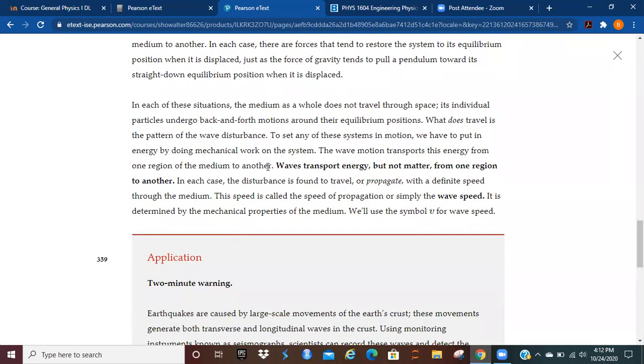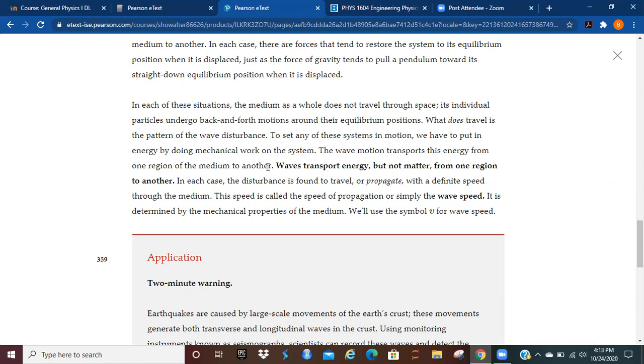In each of these situations, the medium as a whole does not travel through space. Its individual particles undergo back and forth motions around their equilibrium positions. So what does travel is the pattern of the wave disturbance. To set any of these systems in motion, we have to put energy in by doing mechanical work on the system. The wave motion transports this energy from one region of the medium to the other. So waves transport energy, but not the matter, from one region to another.